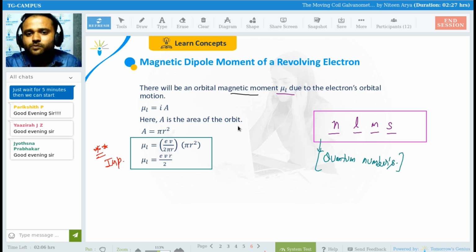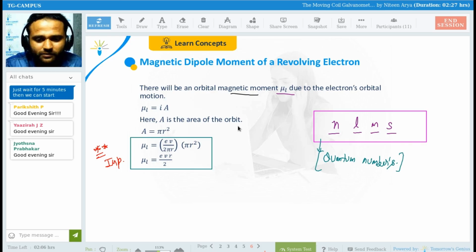Wait, I can search for you the SPDF names. SPDF orbitals full form. What is SPDF? Please tell me, anyone. I want to know. Yes. No, I don't know. Okay, let it be.